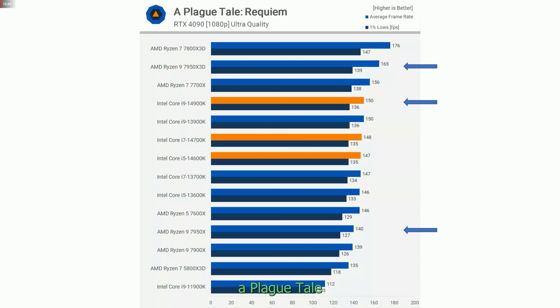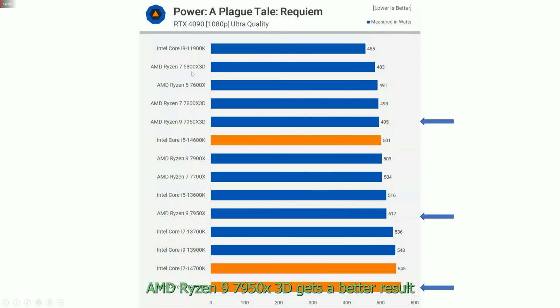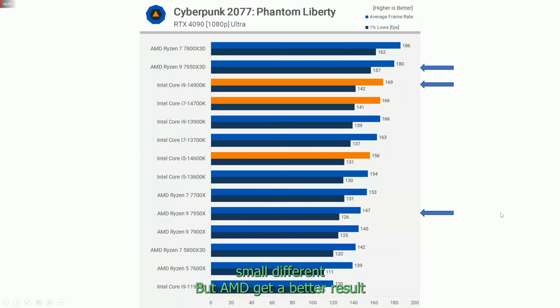Now the gaming part. You can see higher frame rate, higher is better, and in the gaming part, AMD versus Intel. On a specific title, you can see AMD Ryzen 9 7950X3D gets a better result. On the power part, you can see AMD versus Intel. Small difference, but AMD gets a better result.